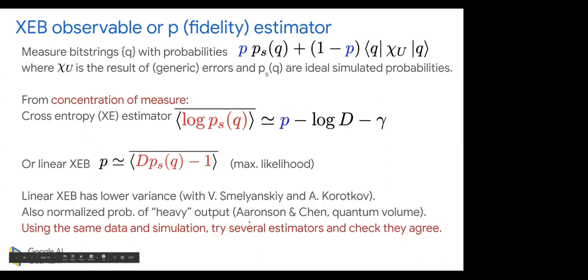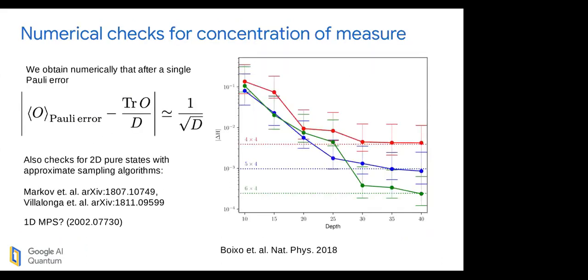So what we actually do in the experiment is we use all of them just to make sure that our fidelity estimator is working. We do calculate cross entropy, linear cross entropy, normalized heavy output, and we put that in the appendix. They basically give you the same value. And in the main plots, we just use linear cross entropy because it has a slightly lower variance. So the main assumption here was this concentration of measure, basically that any one error scrambles the output, so that when you take the average value with the estimator, it looks like you get the average over Hilbert space, which is the same as the average over the fully mixed density matrix.